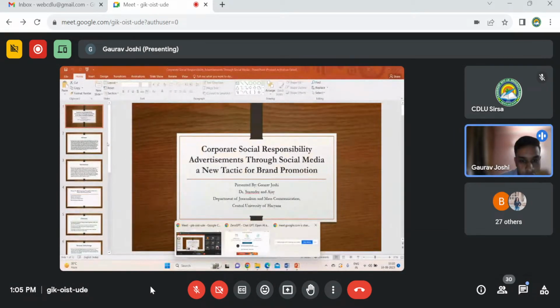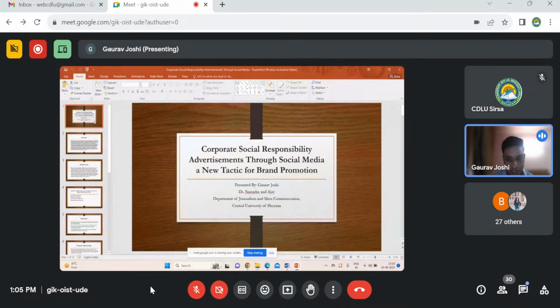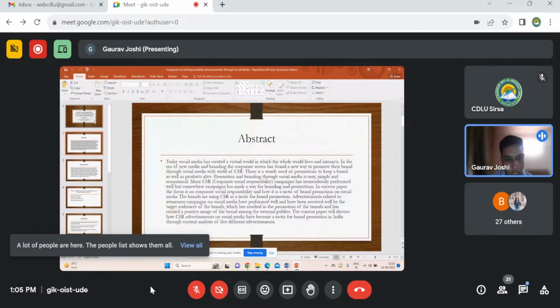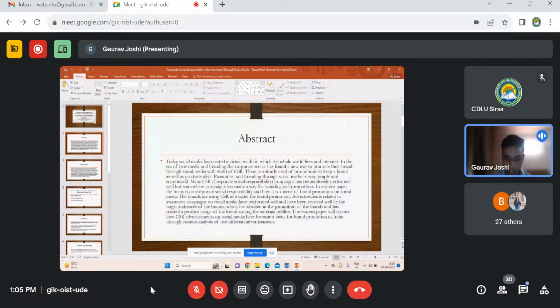So my topic is corporate social responsibility advertisements through social media, a new tactic for brand promotion. Keeping the time restraints in mind, I'll read the abstract and then I'll come to findings and conclusion. Today, social media has created a virtual world. We all know that people live in a global village where we can interact from anywhere in the world. So people are using the new media at a large scale, and brands are also using that on a large scale for advertisements, especially for CSR campaigns, which also helps in their branding.